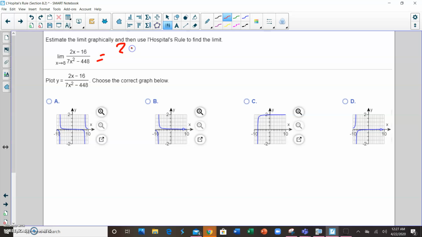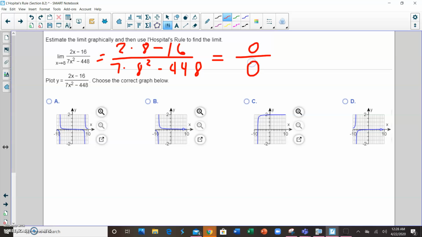So we get 2 times 8 minus 16 on the top, and 7 times 8 squared minus 448 on the bottom. On the top, 2 times 8 is 16, minus 16 is 0. On the bottom, 8 squared is 64, times 7 is 448, and 448 minus 448 is 0. So we can use L'Hopital's rule on this because we are getting an indeterminate form, which is 0 divided by 0. Okay, great.